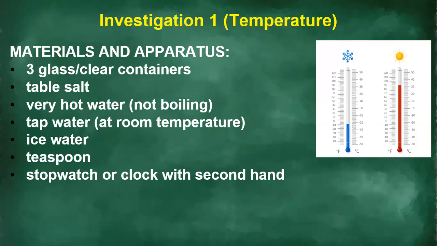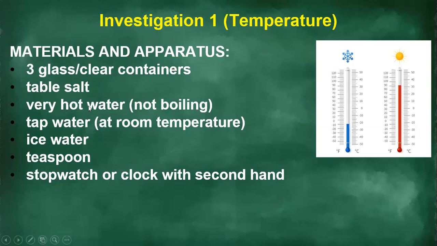So let's do this experiment. You can write all these things down, and you can do this experiment at home. Now, what you need is 3 glass containers. If you have beakers, that's fine, but if you don't, then 3 glasses are fine. You'll need table salt. Then you'll need very, very hot water. That means you can boil it and then use it after a minute. Then you'll need tap water and ice water.